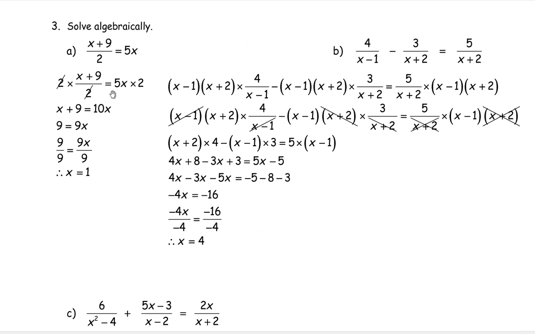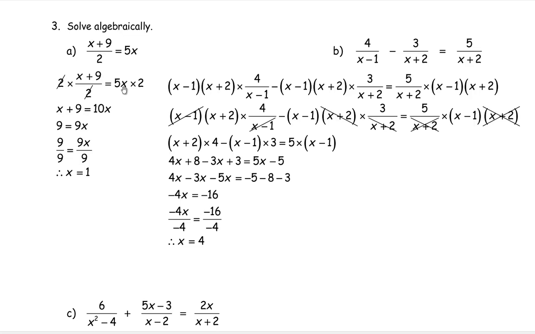Question number 3, and on this page there are 3 rational equations to solve. So the first one, x plus 9 over 2 equals 5x. Rational equations, I want to multiply both sides by a number so that the denominators all divide out and I don't have any rational expressions anymore. The only denominator in the first case is 2, so that's why this x plus 9 is getting multiplied by 2 and the 5x is also getting multiplied by 2.